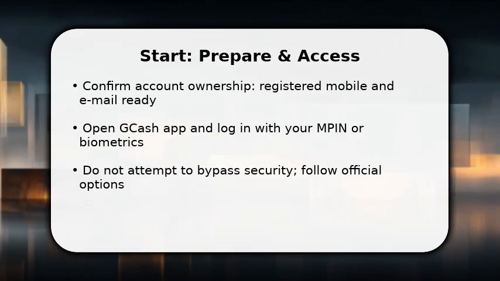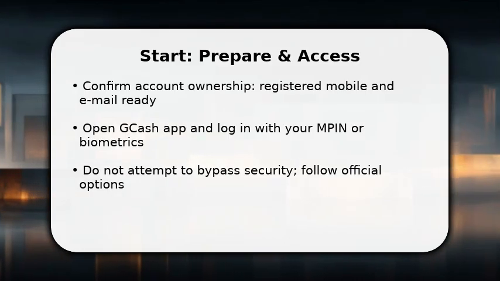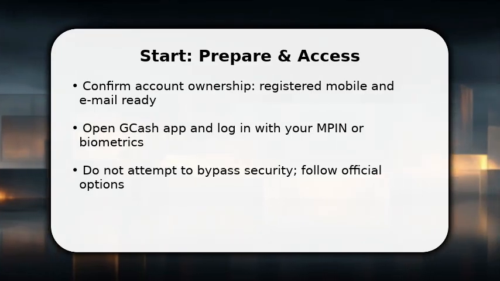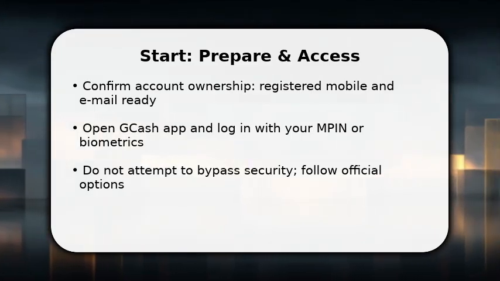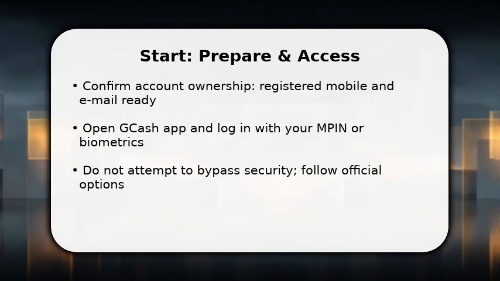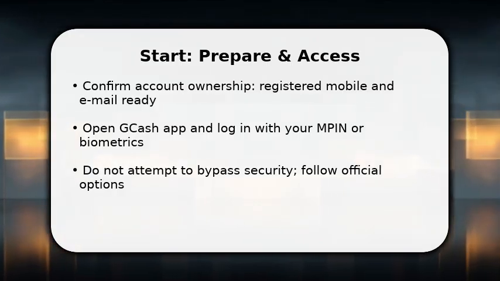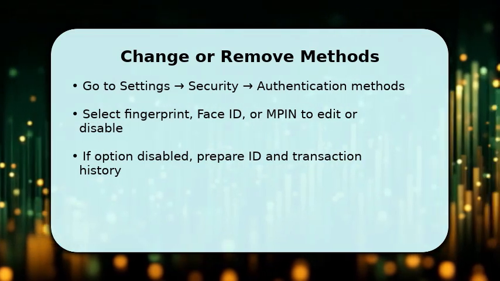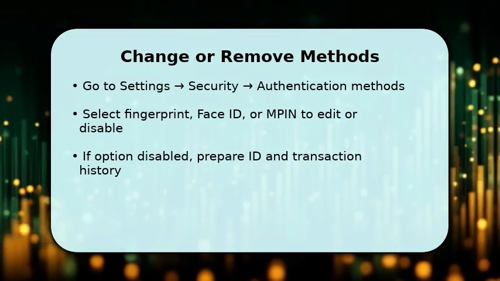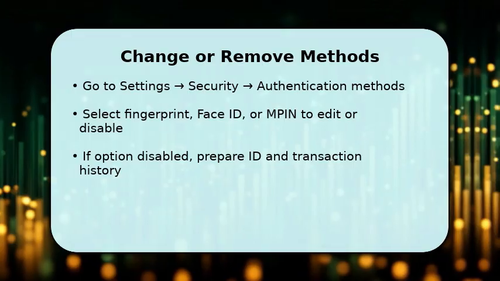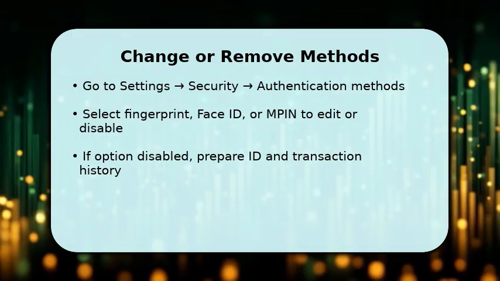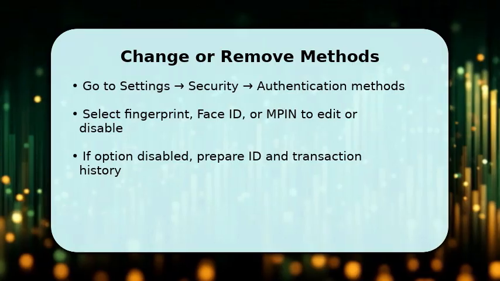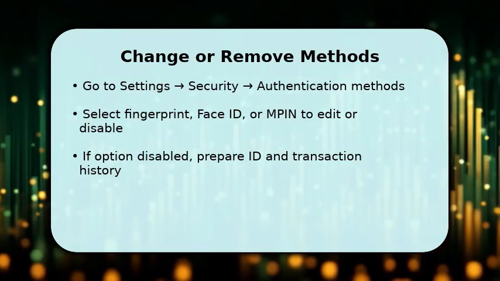This step prevents accidental lockouts and ensures you can follow legitimate options like changing authentication methods or contacting support if removal isn't allowed. Inside Security, choose the authentication method you want to change. Tap the specific method, fingerprint, Face ID, or MPIN, and follow the app prompts to disable or replace it. Make sure to confirm any SMS codes sent to your registered number.